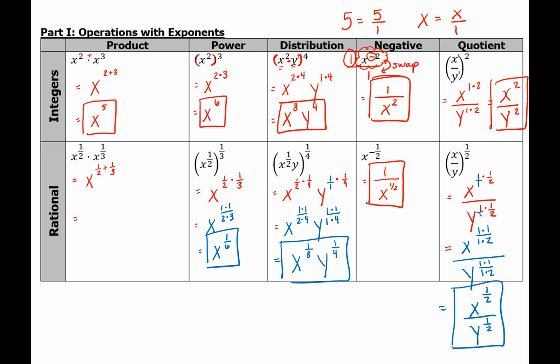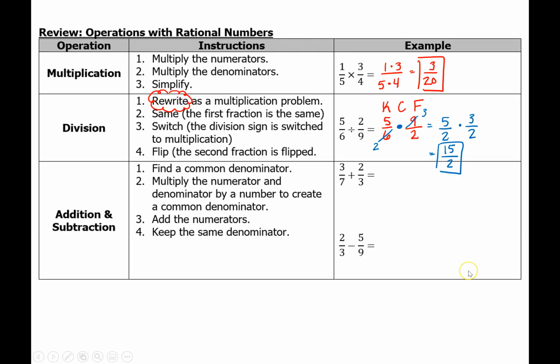So the only other problem that I haven't finished simplifying all the way from the Algebra 2 style problems with rational exponents is this one with the plus sign. So let's review that really quickly. We'll do one addition and one subtraction, so you've got it both ways. They're pretty similar. Okay, so you have to have a common denominator whenever you add and subtract fractions.